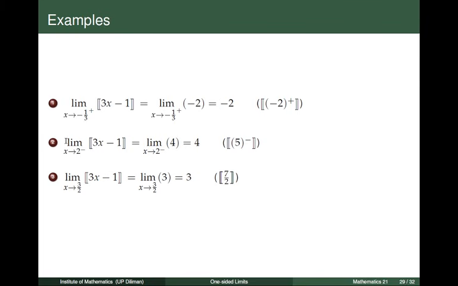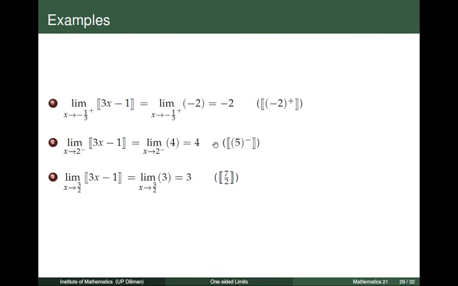For the next example, let us consider the limit of the GIF of 3x minus 1 as x tends to 2 from the negative side. So you may take some test points, which are points very, very close to 2 but less than 2, say 1.999. But before that, let us first plug in 2 to 3x minus 1. And what do we get? So 3 times 2 is 6, minus 1, 5. So is this 5 plus or 5 minus?